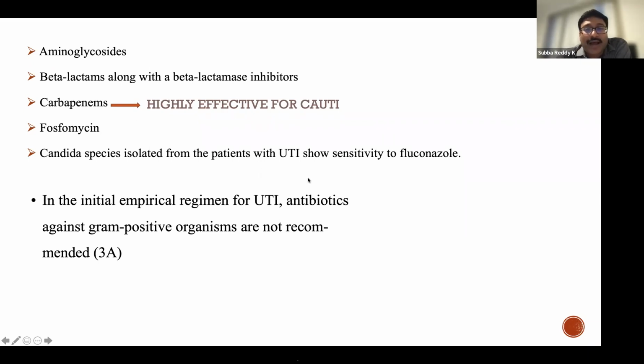And Candida, if you find Candida, you should not routinely start antifungal unless they do some instrumentation, or it is real. If it is causing UTI, and the patient is having fever and risk factors, then we have to start antifungals like fluconazole.